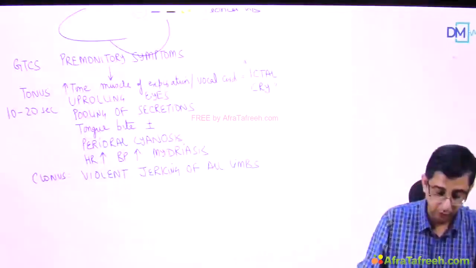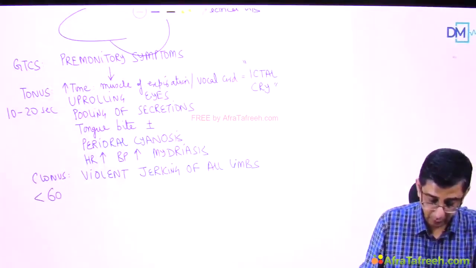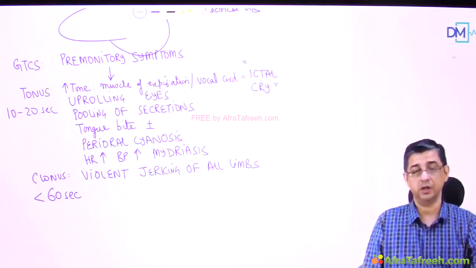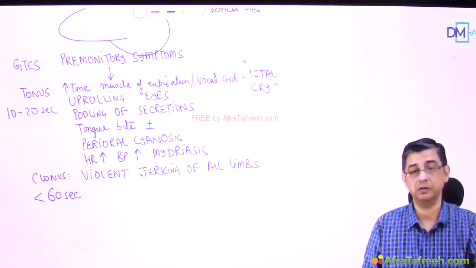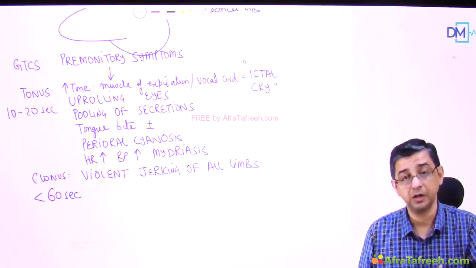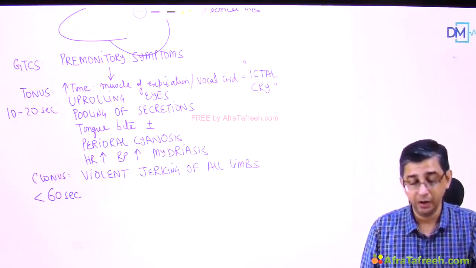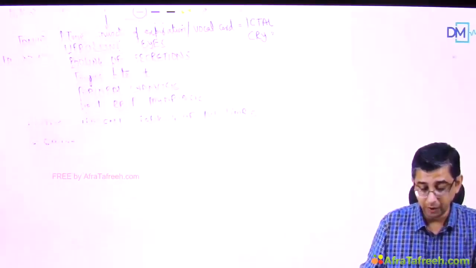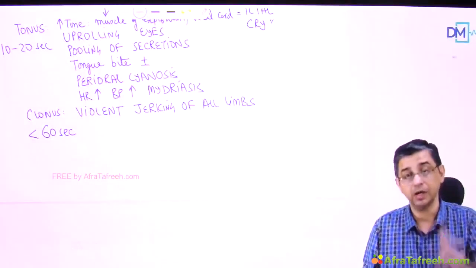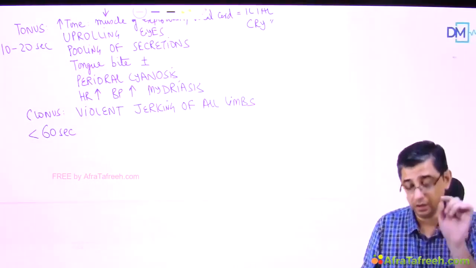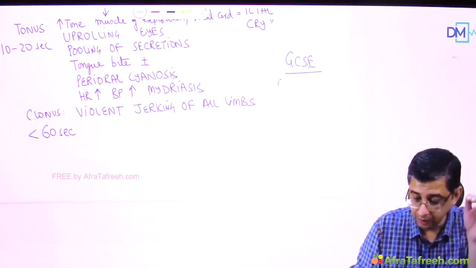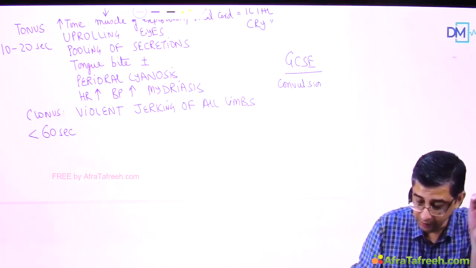The total duration of tonic and clonic phases combined is, in most of the cases, less than 60 seconds. Though we can have GCSE, that is generalized convulsive status epilepticus, where the manifestations can continue for as long as 5 minutes. The cutoff for GCSE is not 30 minutes. The cutoff for generalized convulsive status epilepticus is 5 minutes. I said two terms, right? One is GTCS, second is GCSE, generalized convulsive status epilepticus. The definition of generalized convulsive status epilepticus is convulsions lasting for duration more than 5 minutes.